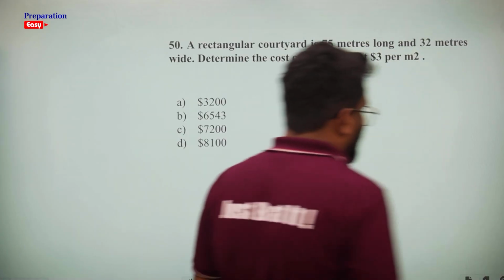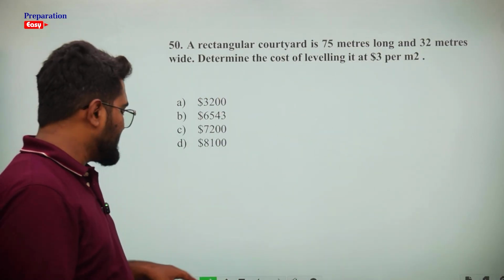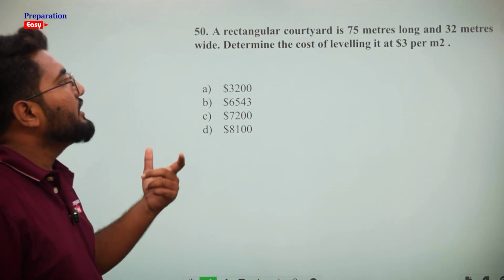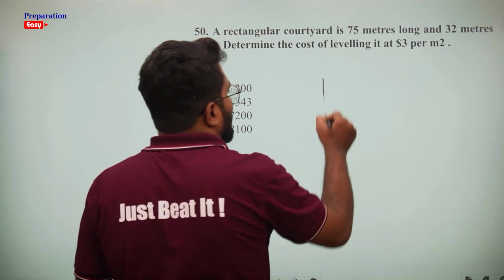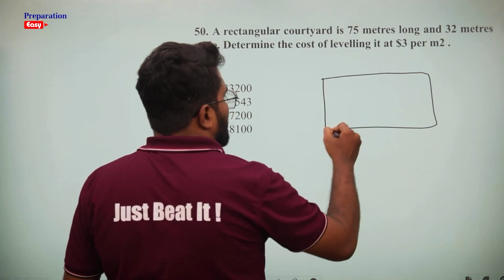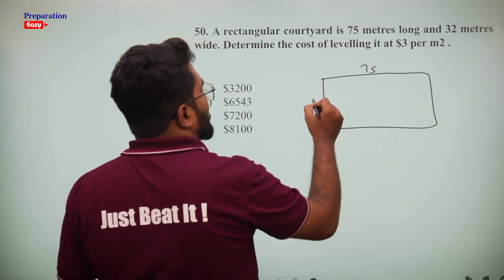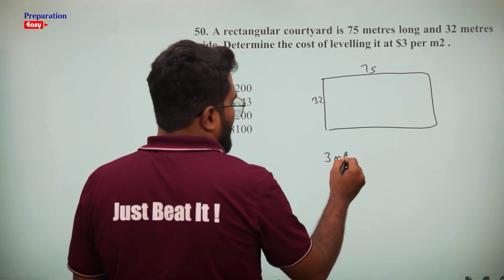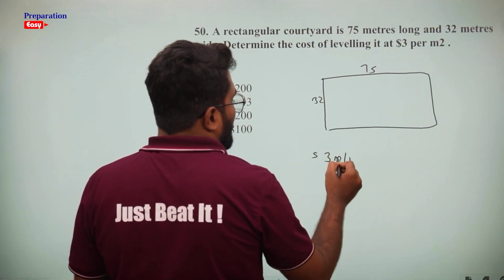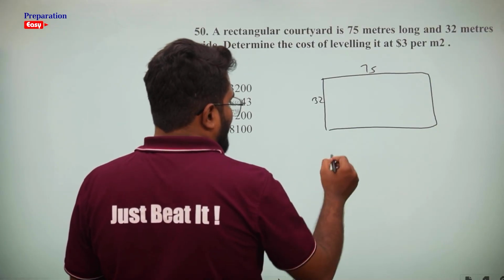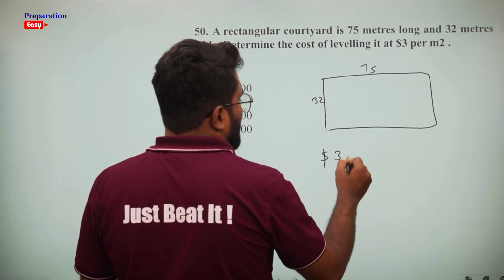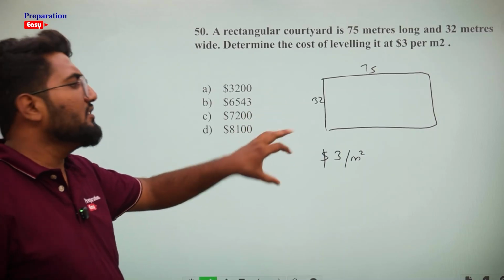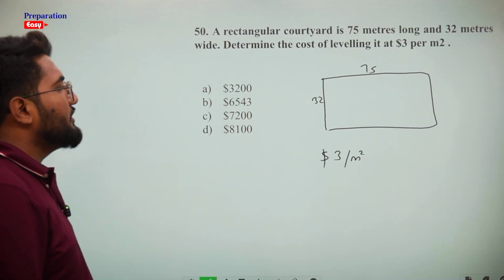Okay, let's move. This will be our last question of this section and obviously of the question paper. So the rectangle courtyard is 75 meters long, 32 meters wide. Determine the cost of leveling at $3 per meter square. Okay, so we have to find the area, then we will multiply it by cost. Okay, 75 into 32.